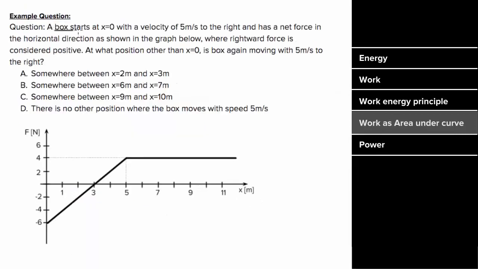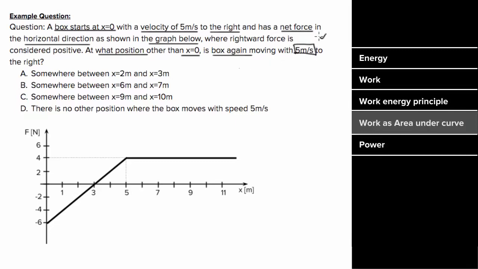Let's say a box started at x equals 0 with a velocity of 5 meters per second to the right, and a net horizontal force on the box is given by the graph below. We want to know at what position other than x equals 0 will the box again have a velocity of 5 meters per second to the right.